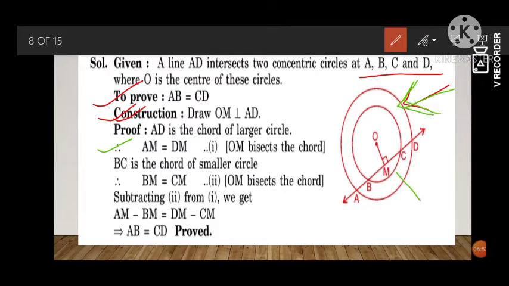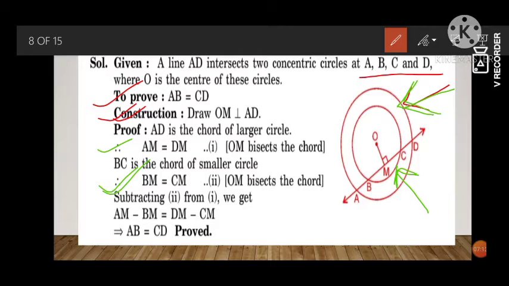Now let us come to the small circle. In the small circle, BC is the chord and the line OM falls from the center on the chord. So we will get the chord BC as bisected, that means divided into two equal halves. So we will get BM is equal to CM.